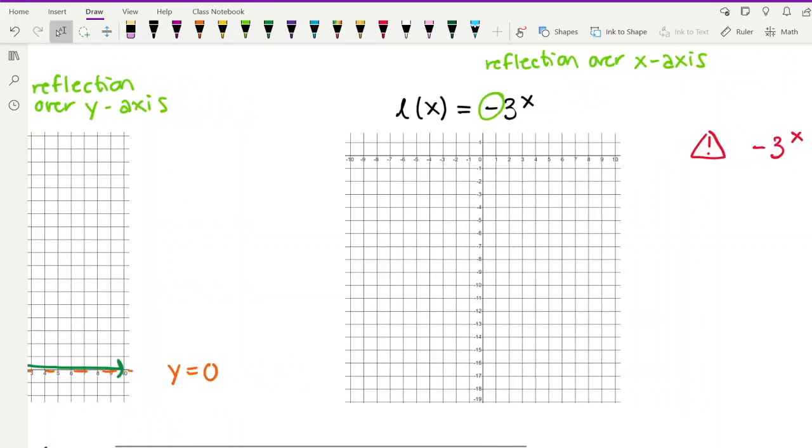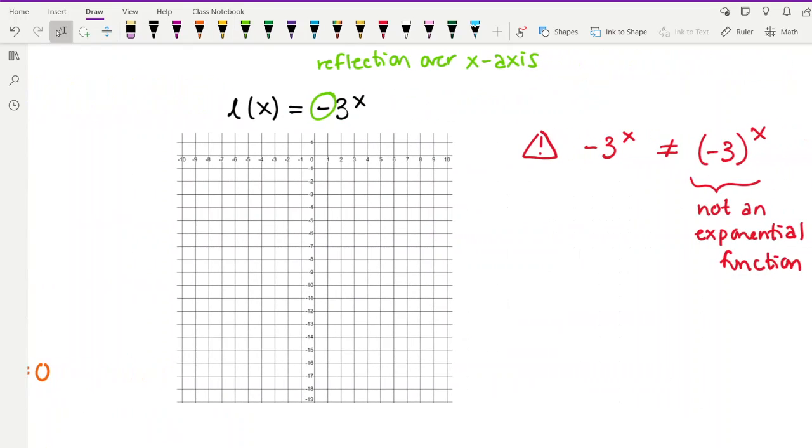So instead of having the point 0, 1, we're going to have the point 0, negative 1. Instead of having the point 1, 3, we're going to have the point 1, negative 3. And instead of having 2, 9, we'll have 2, negative 9. And so this part of the graph is going to go down like this.